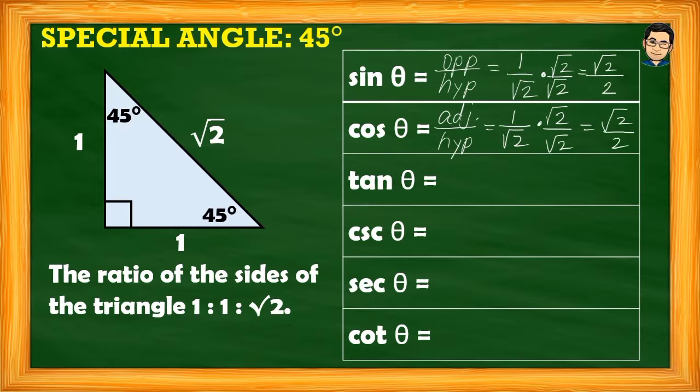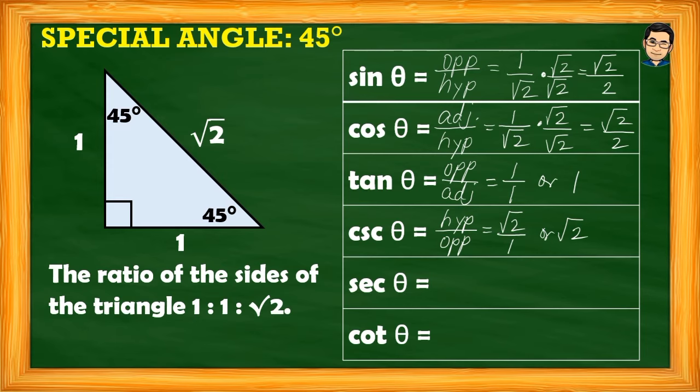Next, for tangent theta naman, that is opposite over adjacent. So, since magkapareho ang sukat ng opposite and adjacent, that is 1 over 1 or 1. Okay. Next, cosecant theta. So, ito po ang reciprocal ng sin theta. So, that is hypotenuse over opposite. So, hypotenuse is square root of 2. And then, opposite measures 1. So, square root of 2 over 1, that is square root of 2.